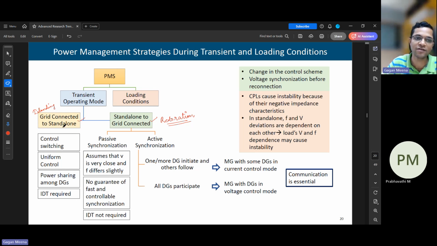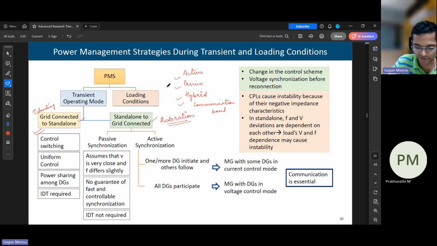Okay, so here we need to detect the islanding, the event of islanding. So islanding detection techniques are required, which we have already seen in week 5. The different types of islanding detection techniques: active, passive, and hybrid, and the last one was communication based.